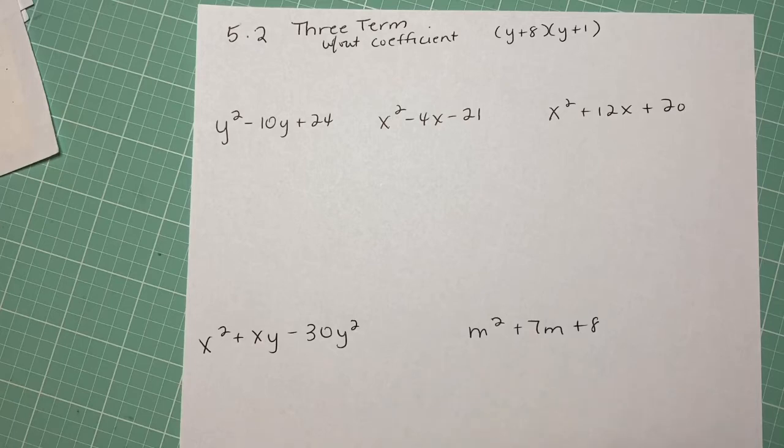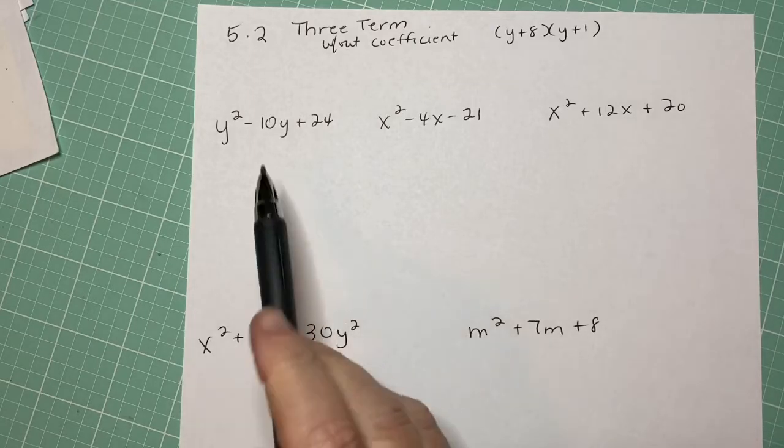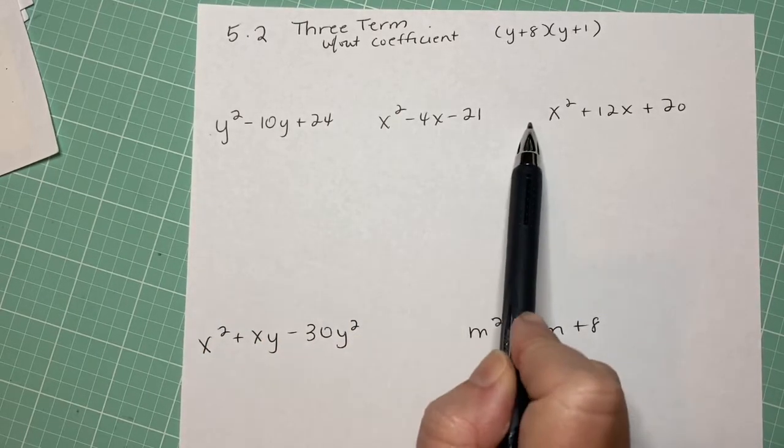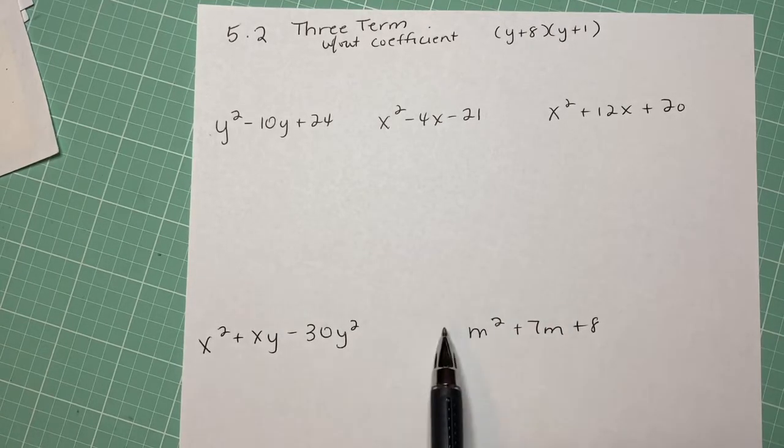Okay, so today we're looking at 5.2, which is 3 terms without a coefficient. What I mean by that is for each of these, there is no number sitting in front of the first term. We'll look at those in 5.3.